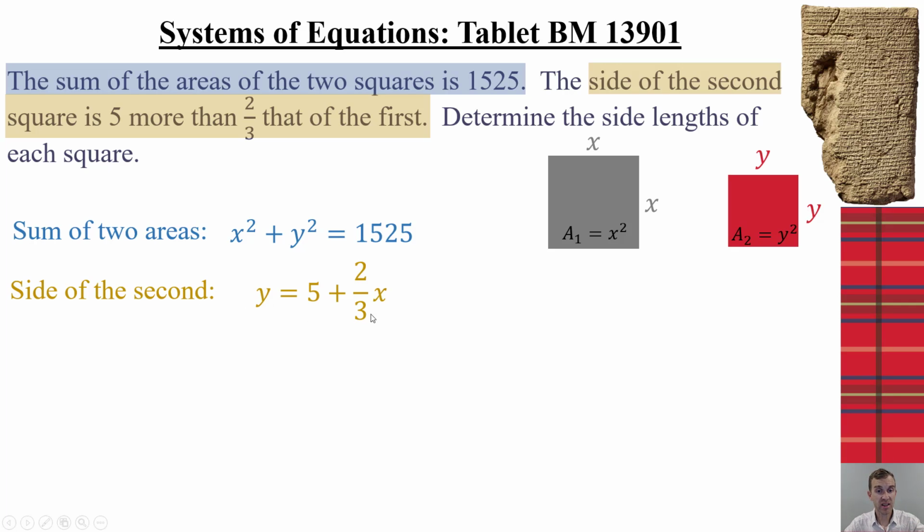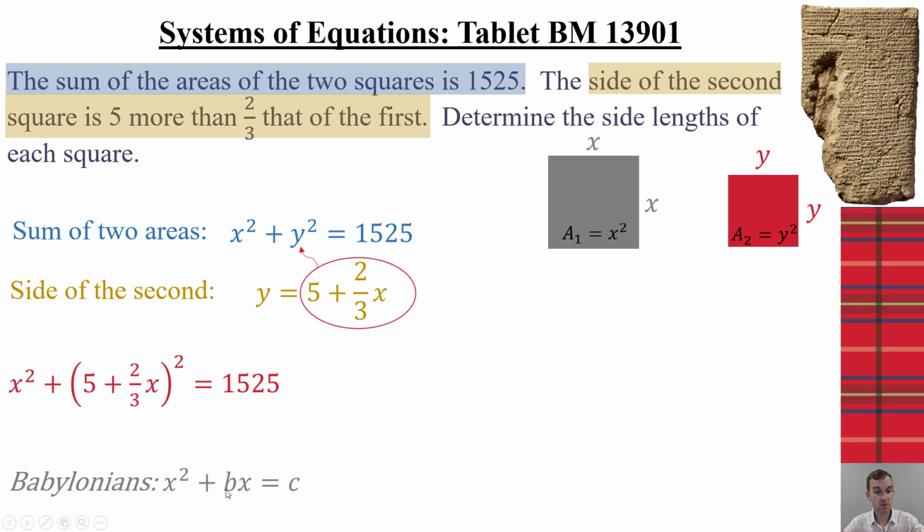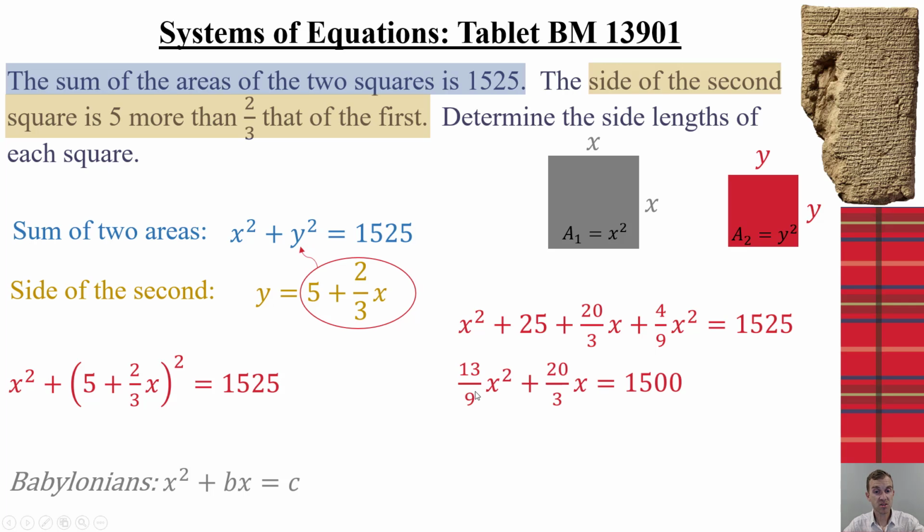And what they would do is they would substitute this value in for y squared, and then they would expand that. But their goal was to get it in a certain form. And that form would be x squared plus bx equals c. And that's 1x squared. That's important. So let's expand this out, and then let's simplify. And we're going to move the 25 to the right-hand side. So this becomes 13/9 x squared plus 20/3 x equals 1,500.